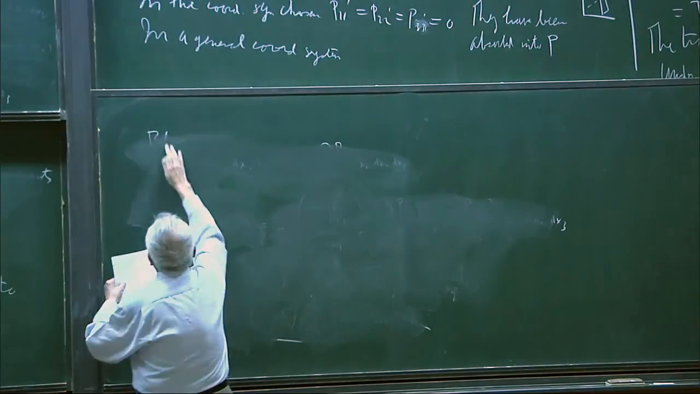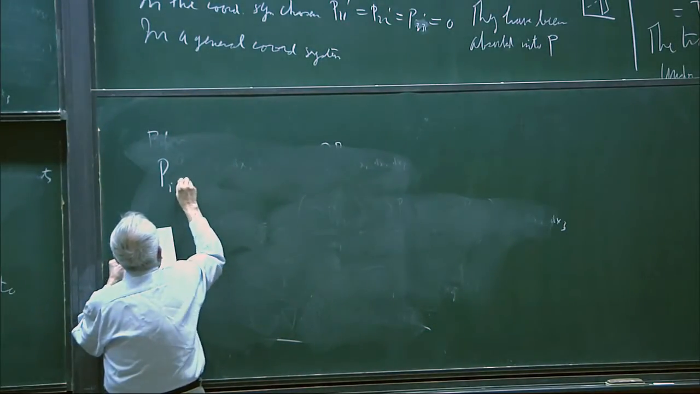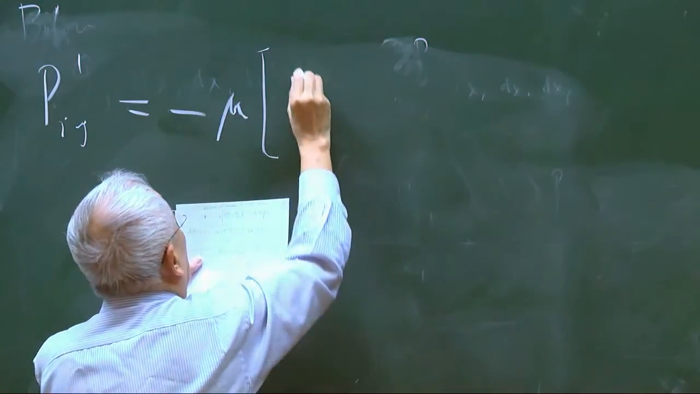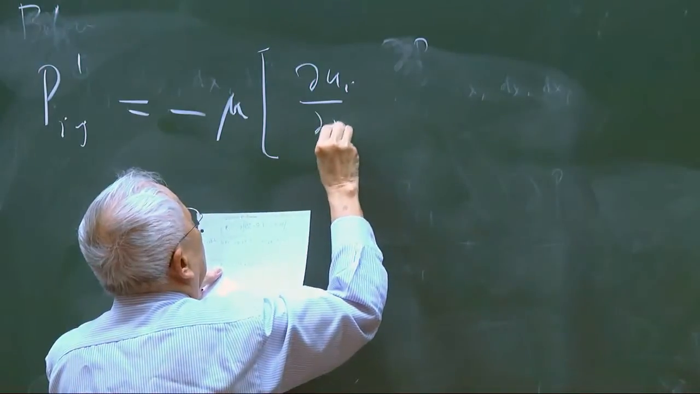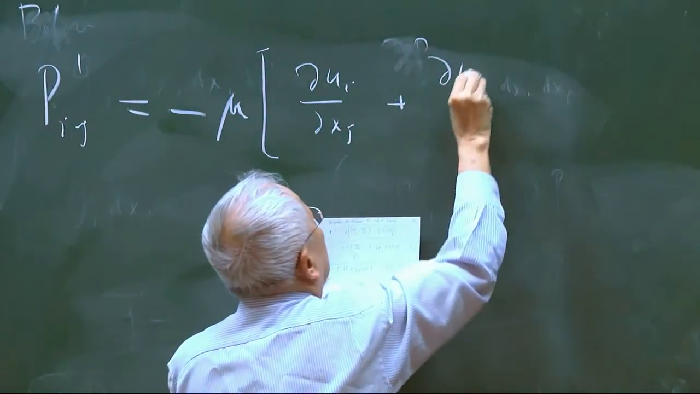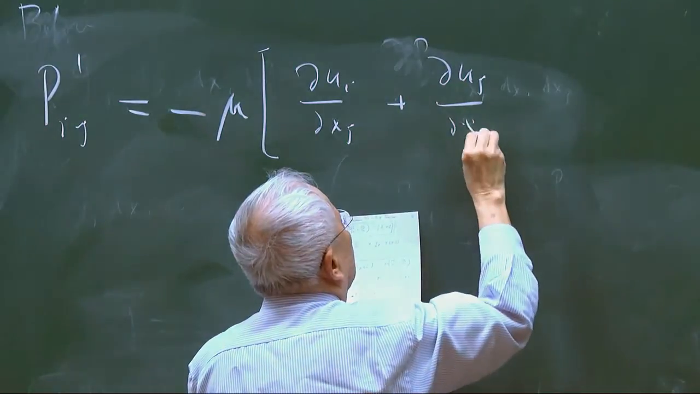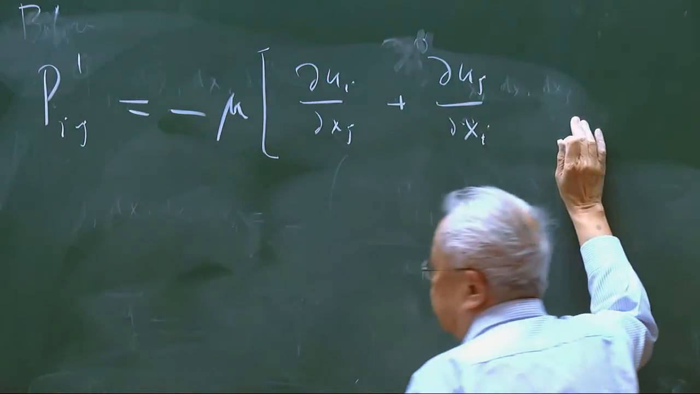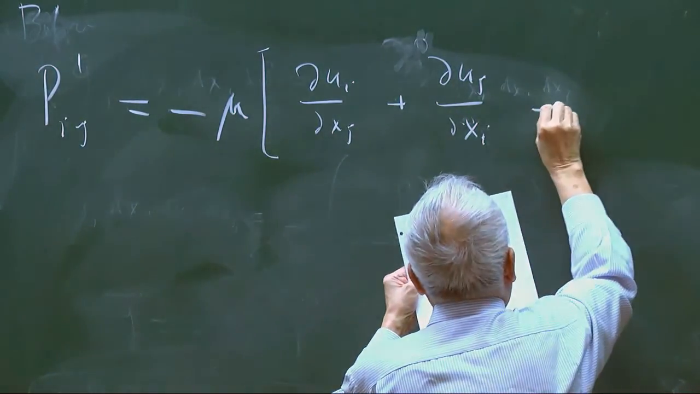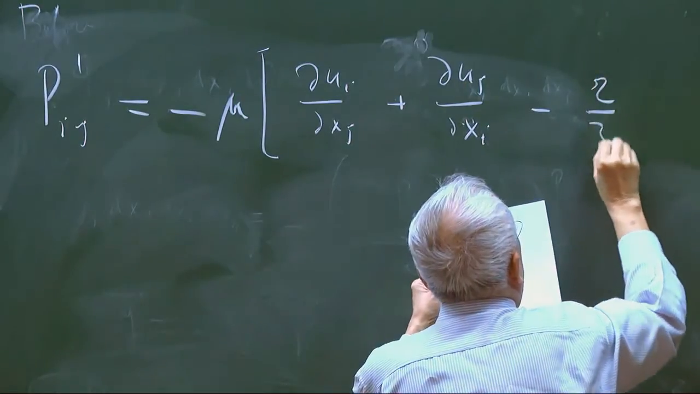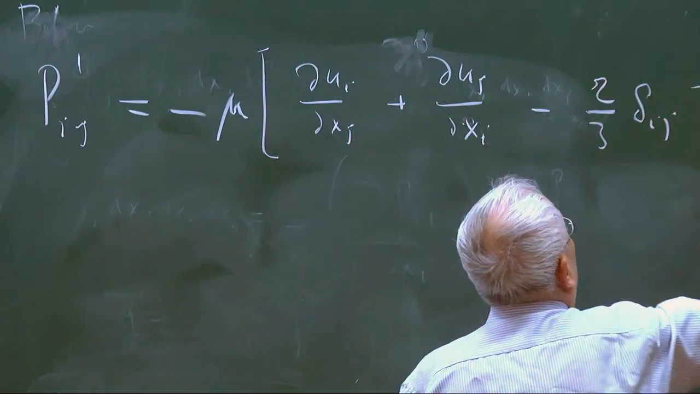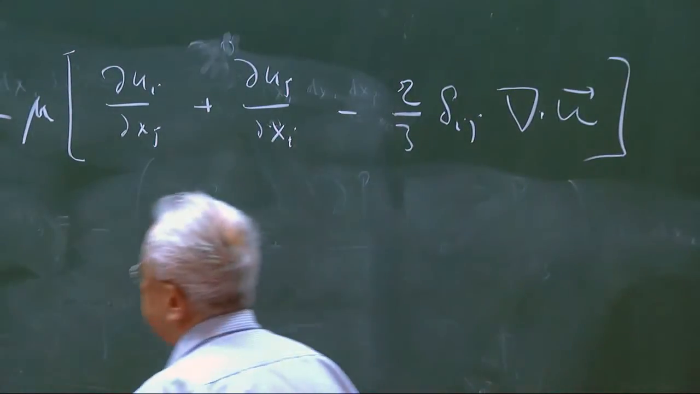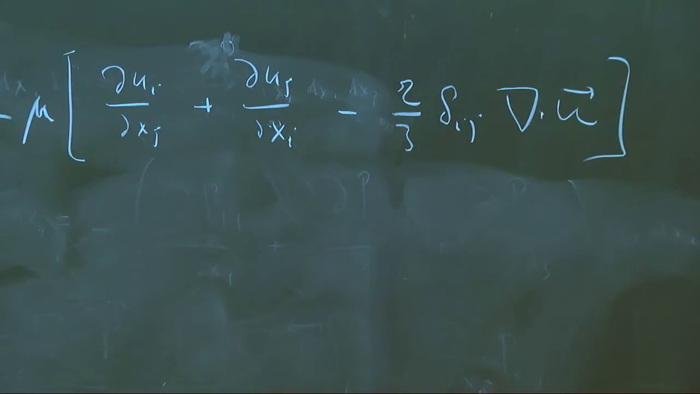I claim that the answer is P_ij prime is equal to minus mu (du_i/dx_j plus du_j/dx_i). This term has to be proportional to delta_ij. So it's minus 2/3 delta_ij times the divergence of u. To show that this works, let's check this.